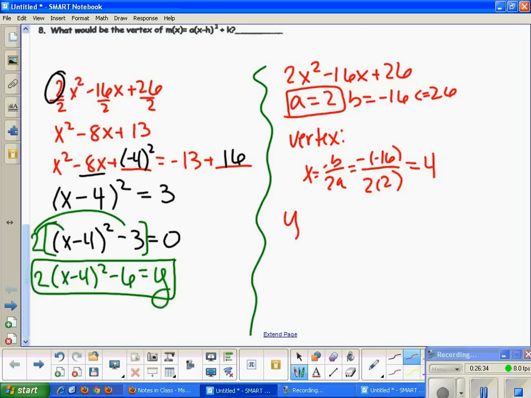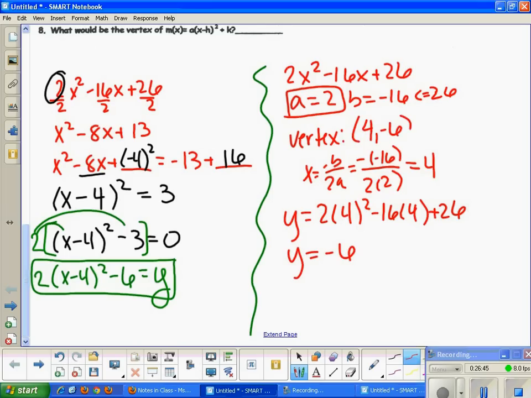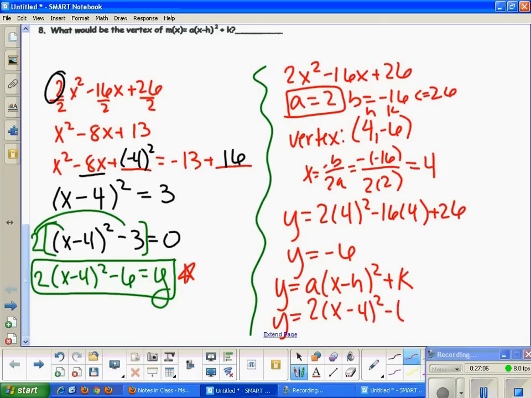And then if I plug that into my equation to solve for y, I get a y value equal to negative 6. So my vertex is 4, negative 6, which if you look at what we did over here, notice that that's my vertex, which makes sense. So then what I would have to do is use my a value and plug it into my form. So y equals a times x minus h squared plus k. So this is my h and my k, and we have our a value. So y is equal to 2 times x minus 4 squared minus 6. And again, that's the second way that you can solve this equation.